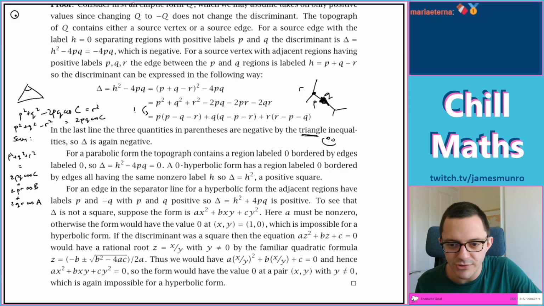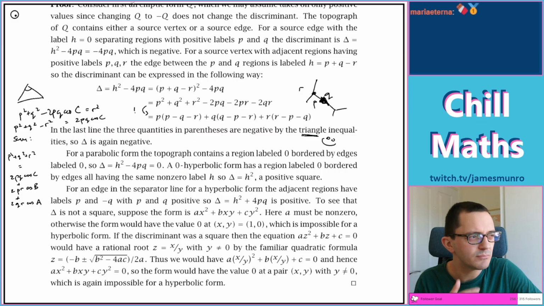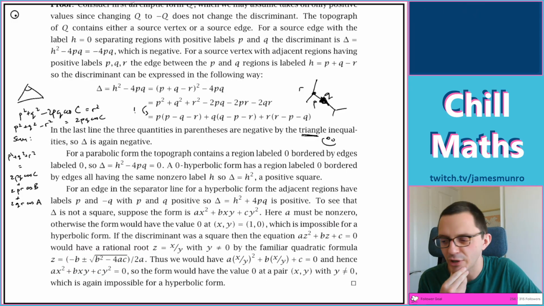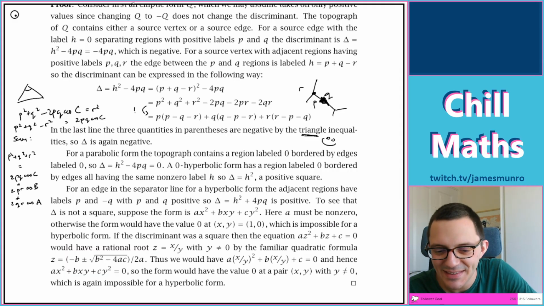Oh no, there's also this thing called a 0 hyperbolic form. I haven't understood the distinction there at all. I have to go back and look at the distinction there.